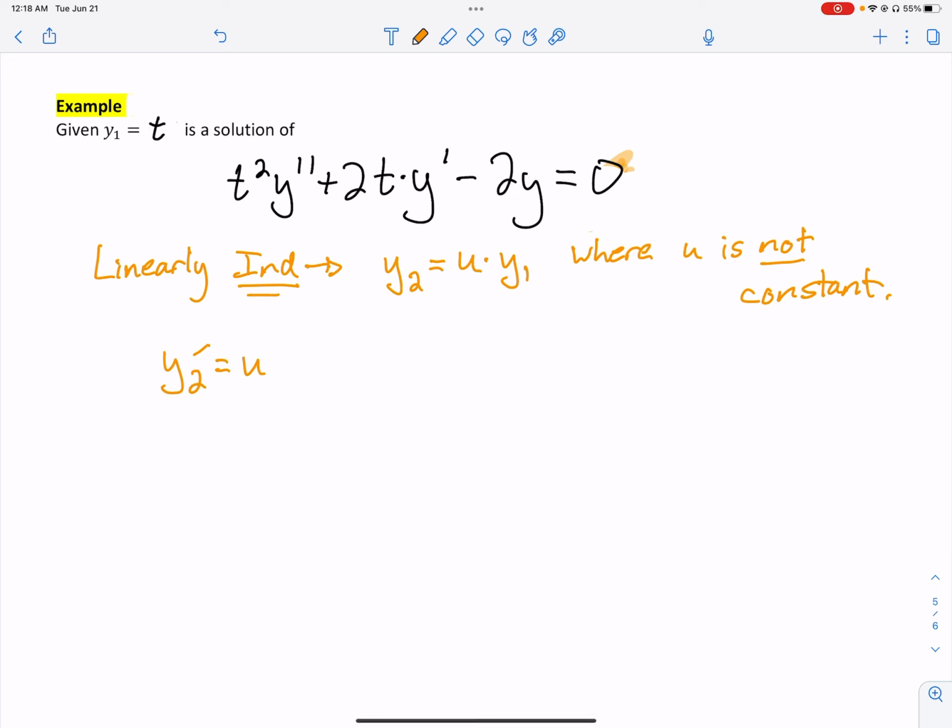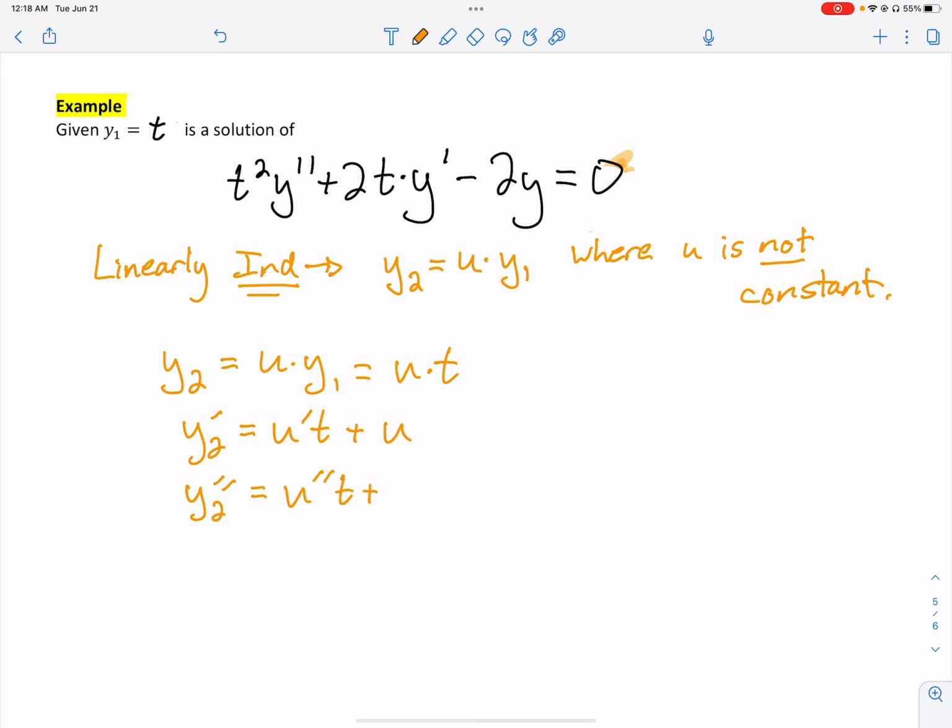Okay, so we take y sub 2, and we're going to find its derivative. First let's write down what it is with it plugged in, because we got u times y sub 1. I'm going to do u times t. So now we can find our derivatives. Y sub 2 prime is going to be u prime times t plus u, right? Because the derivative of t is just a 1. We also need the second derivative. So that's going to be u double prime t plus u prime plus u prime. So we get u double prime t plus 2u prime.